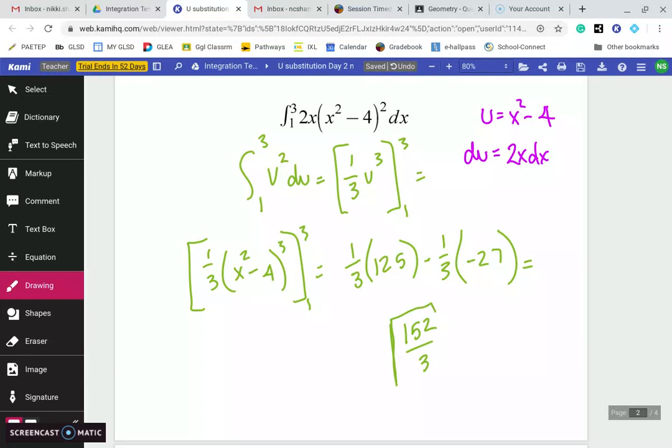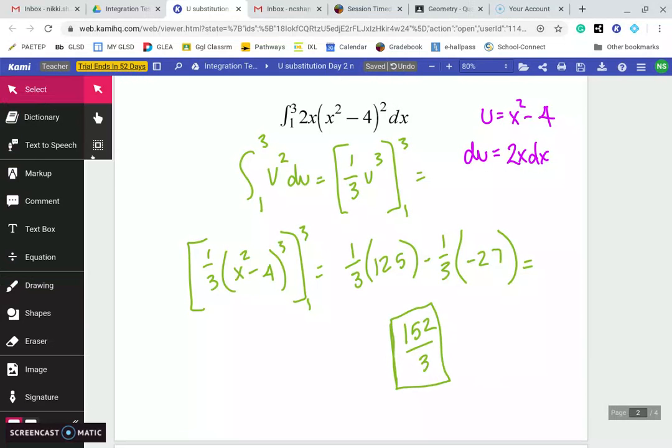This one I would leave as a fraction because it'll be a decimal that repeats forever. So if you do want to write it with the repeating bar, with the 0.3 and then the repeating bar, that's fine. But I think it's easier to just do it as a fraction. So that's what you should have got. 152 divided by 3.